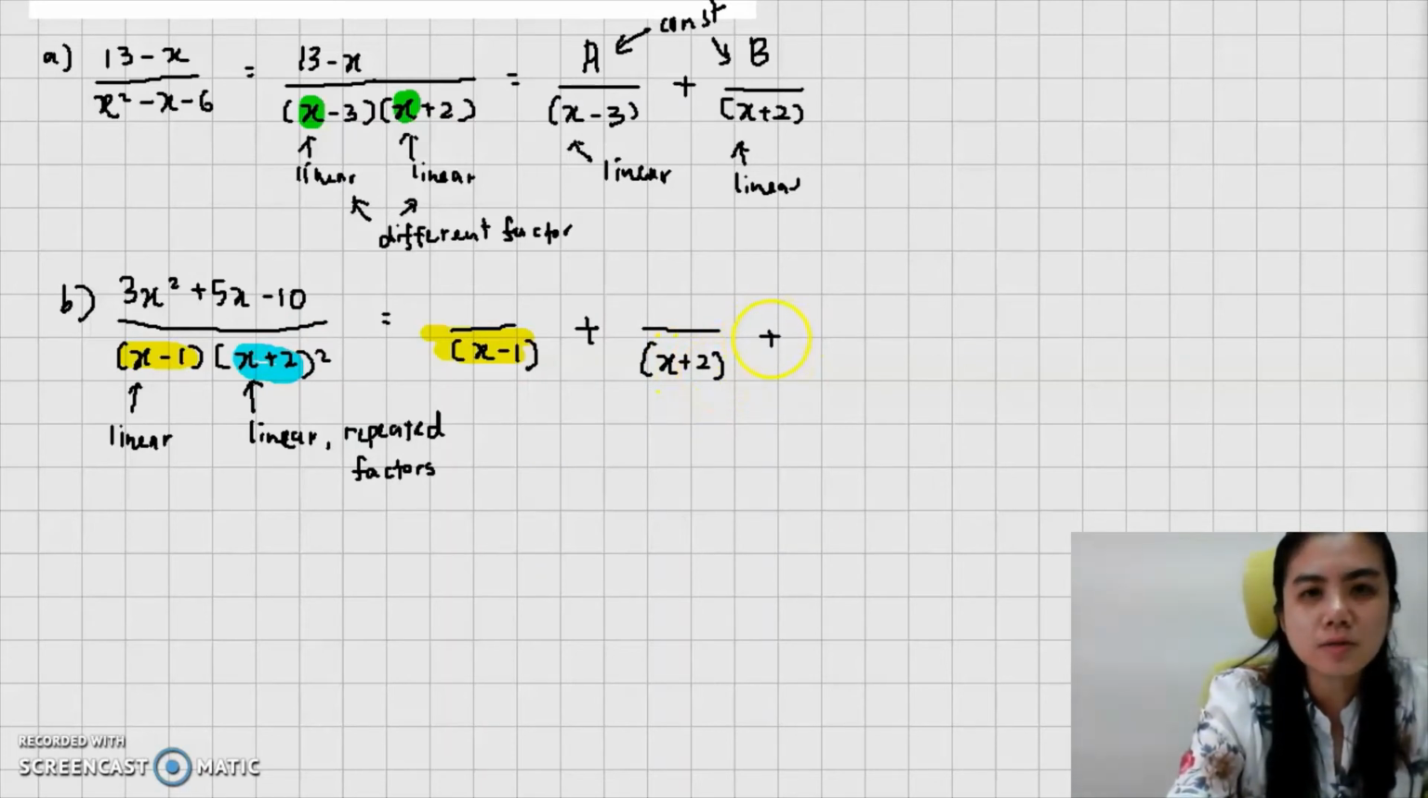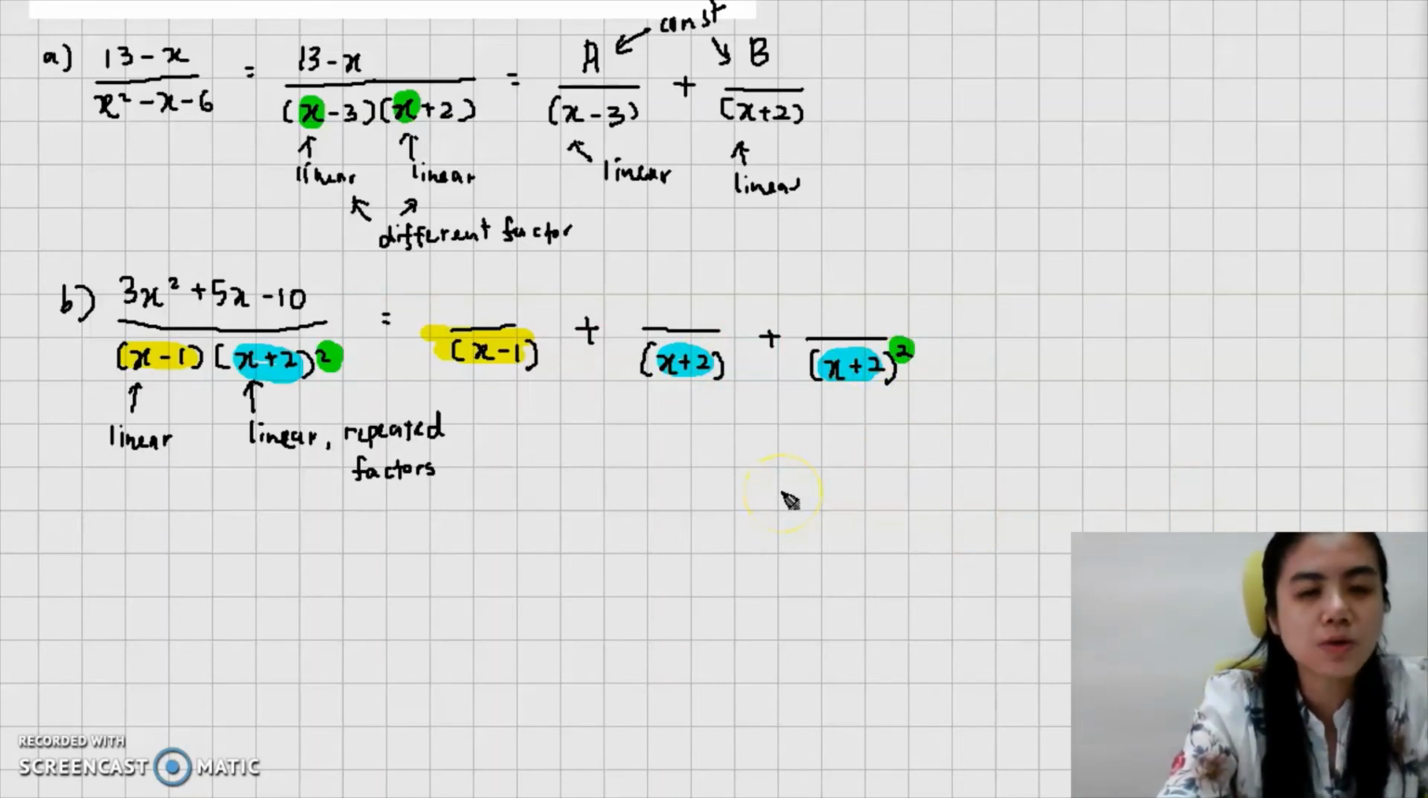another factor which is x plus 2, and the x plus 2 you have to write until the highest power that you see in the question, which is power 1 and this power 2. So that is for the factor of x plus 2. We're going to repeat until you see the highest power.